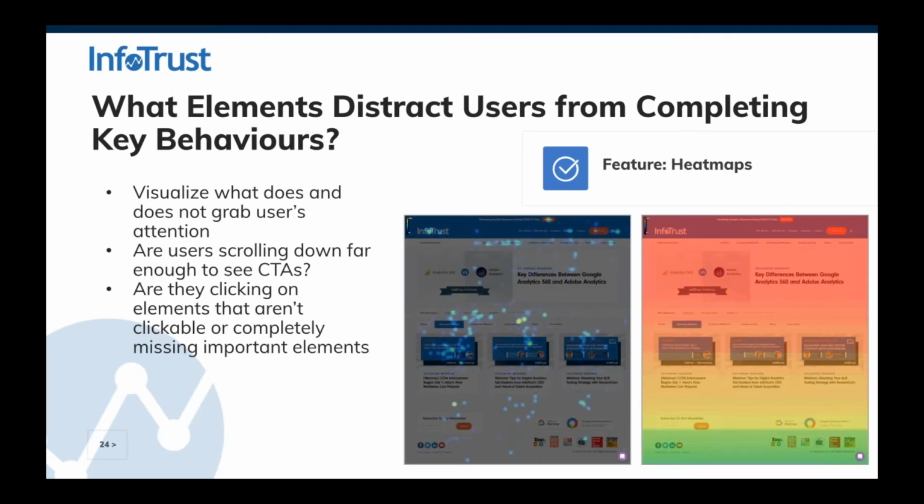What elements distract users from completing key behaviors? The Heatmap feature of SessionCam is a great feature to use for this. Sometimes we think that we've designed a page or an element that is clear to the user, or that it's clear to them how they should proceed on a page. But sometimes the heat map will show you that what we assume is not true. So the heat maps help you to visualize what does and does not grab the user's attention.